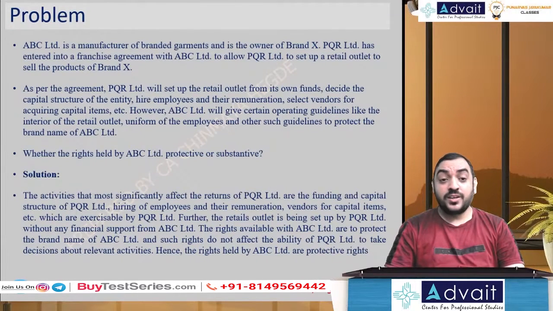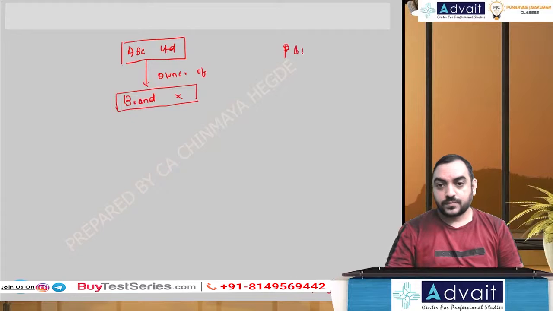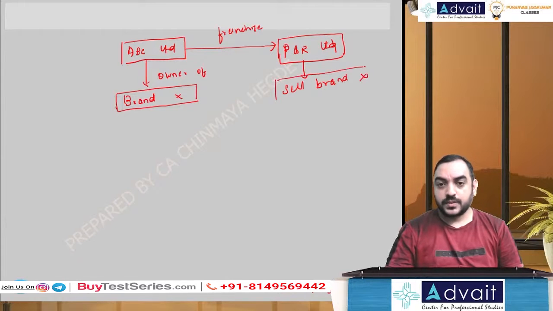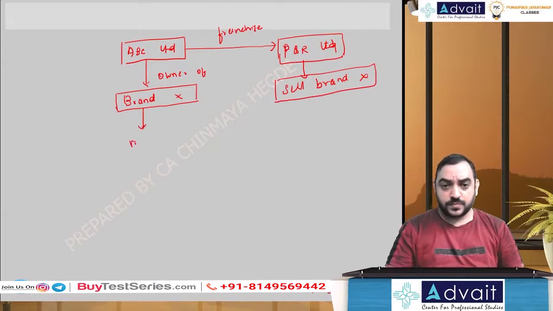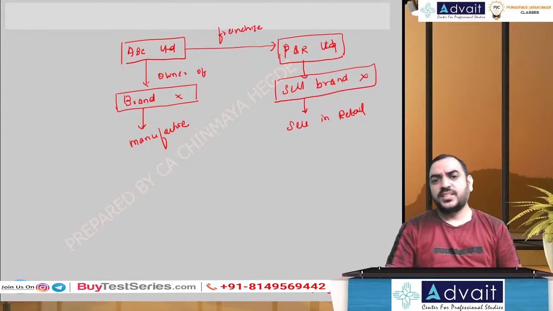PQR Limited has entered into a franchisee agreement with ABC Limited to allow PQR Limited to set up a retail outlet to sell the products of brand X. So PQR Limited has got the franchisee agreement. ABC Limited has given franchisee rights, and PQR Limited will sell brand X in the retail outlet. So basically, ABC Limited will manufacture and PQR Limited will sell in the retail units. Distributors, basically.